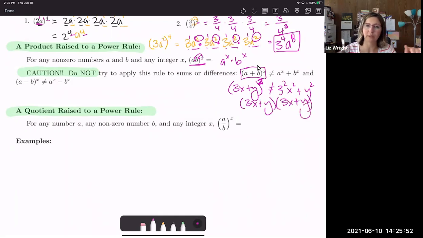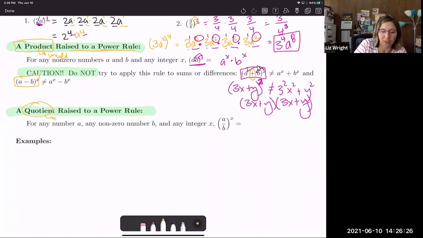And so you don't use your product rule here. Like you don't go, oh, I'm going to distribute the x here and here. You cannot do it there because you've got that addition sign right there. So what is this rule called? It's called a product. What is a product? A product is multiplication, right? It's the answer to a multiplication problem raised to a power rule. It doesn't say a sum raised to a power rule or a difference raised to a power rule. It says a product or a quotient, and that's division.